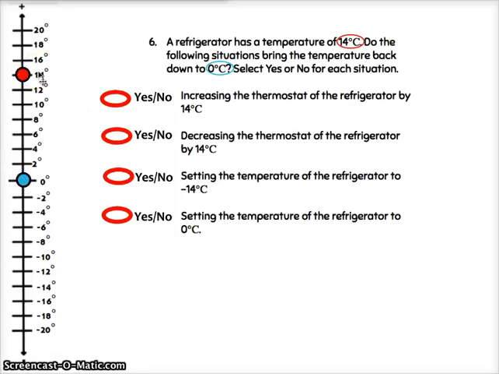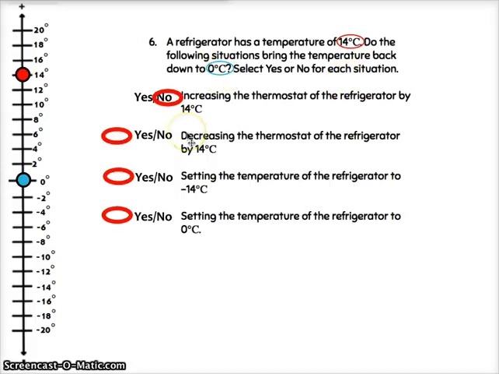If the temperature is 14 degrees, and this first scenario says to increase the thermostat of the refrigerator by 14 degrees Celsius, well, think about what will happen. If I start at 14 degrees and I increase the thermostat by 14 degrees, the temperature is going to go up. So it doesn't even matter how much. We don't even have to figure that out. We know it's not going to go back down to 0. So for this one, we would say, no, this scenario would not bring the temperature back to 0.